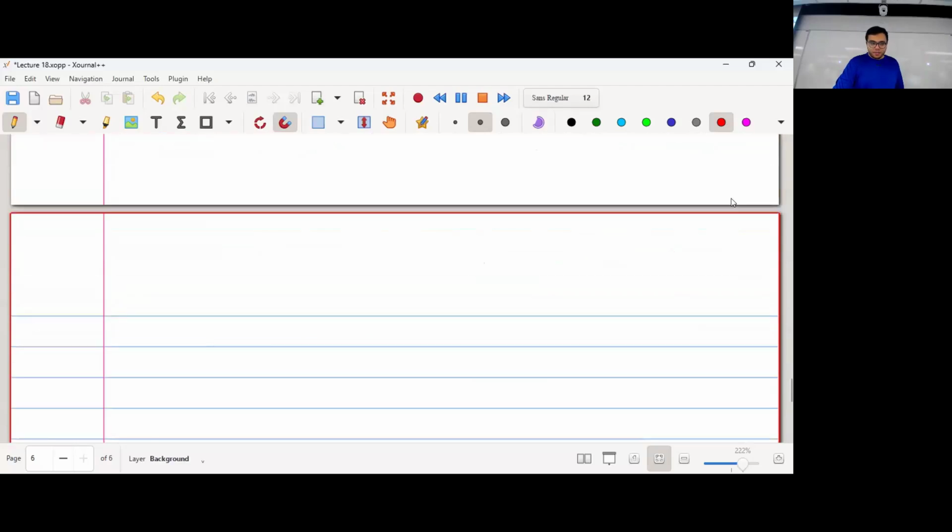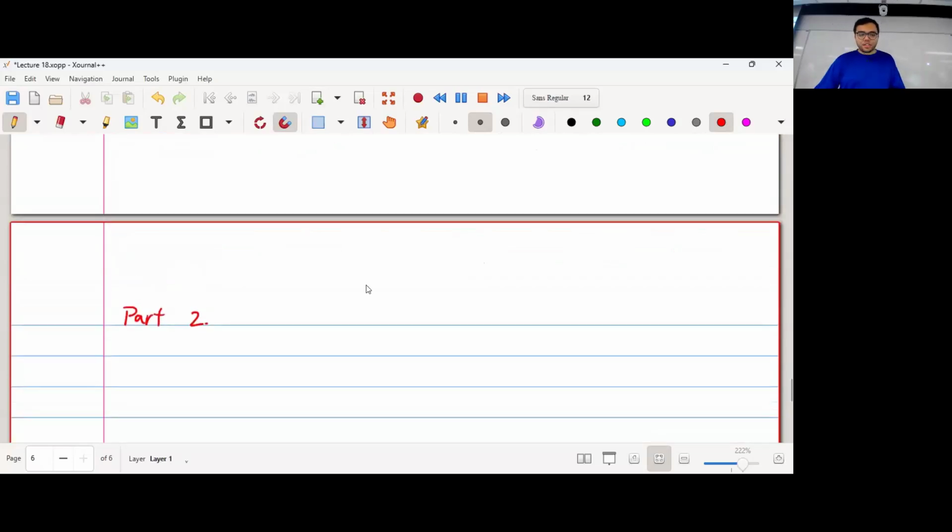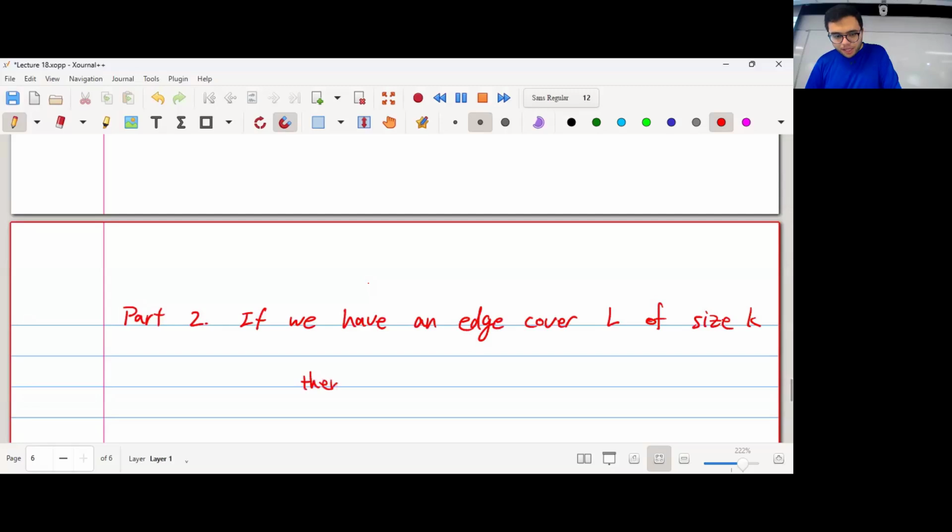Okay. Part 2. Let's do the opposite. Let's say that I have an edge cover of size k. If we have an edge cover L of size k, then we have a matching of size n minus k.